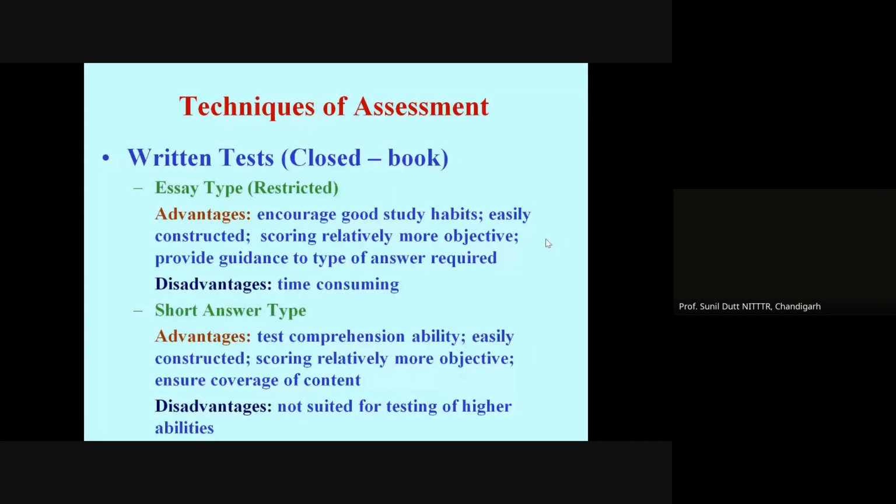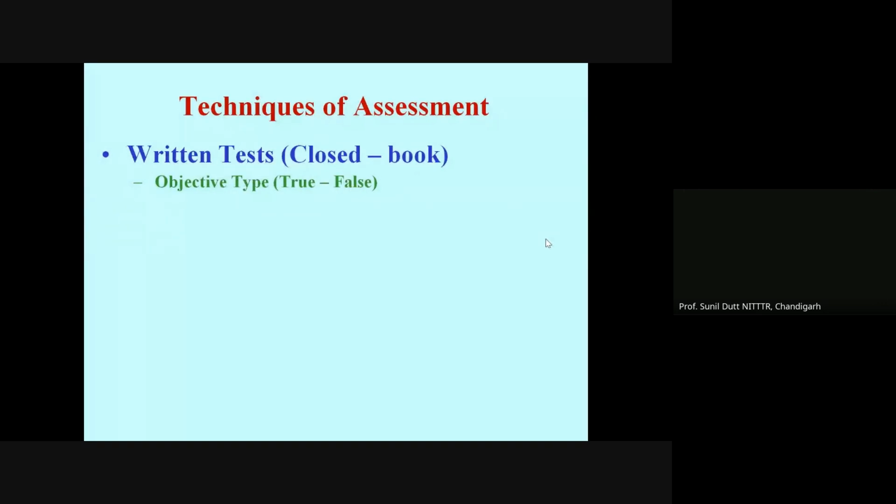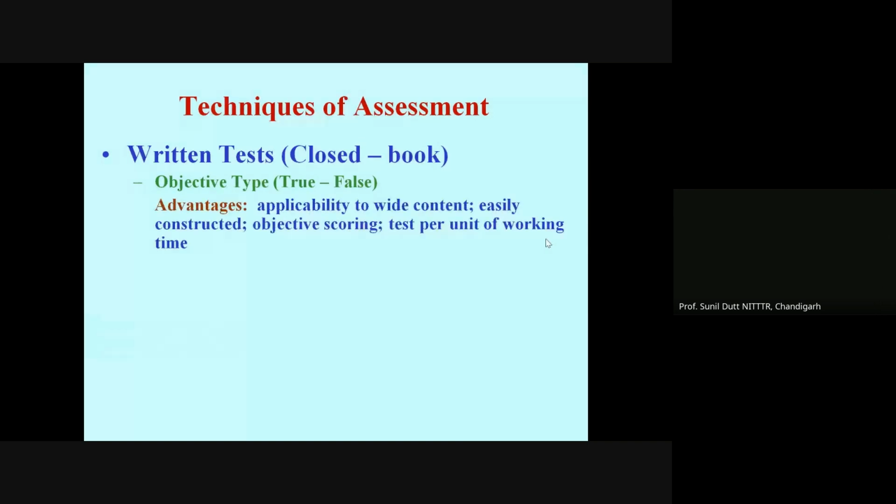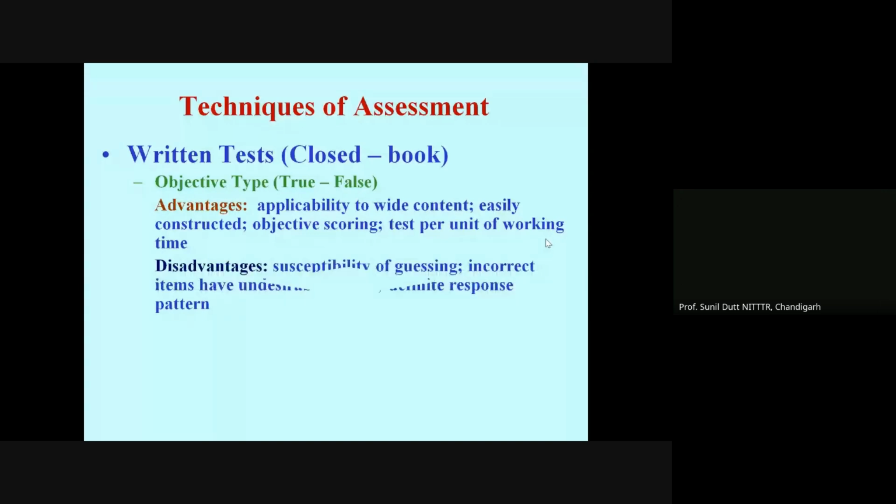Now coming to objective type tests under closed book question paper. First is true false. So you are giving one sentence or statement where the student has to see whether the statement is true or false. So content coverage is more, it is easily constructed, and scoring is objective. The disadvantage is that they may involve guessing.